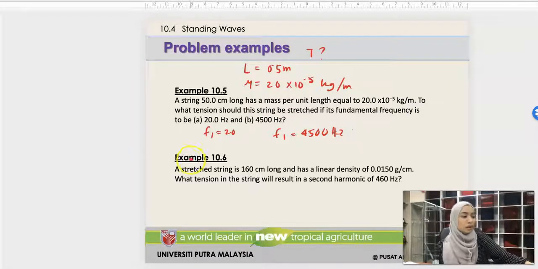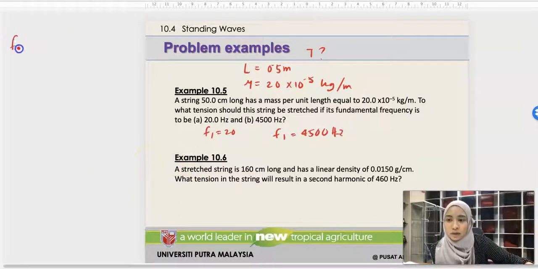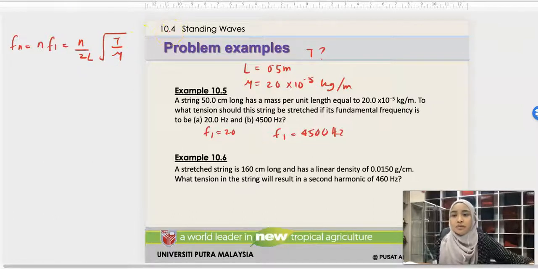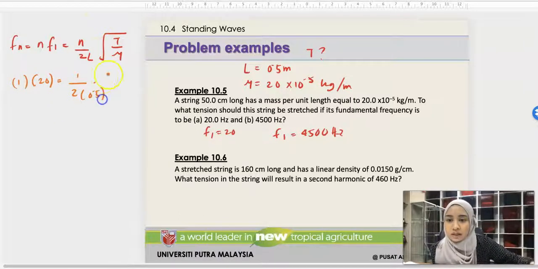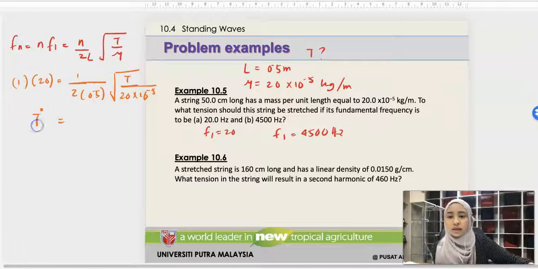Okay, so this is very straightforward. It's just using the equation that we have learned. So Fn equals n over 2L square root T over mu. Okay, I also just learned this earlier because I didn't remember the equation. So let's just plug in the numbers. If our F1 is 20, N is 1, right? Because it's a fundamental frequency. 20 equals 1 over 2L. We know what L is, so let's just substitute 0.5. And I am looking for T. Mu is 20 times 10 to the minus 5. Okay, so solving for T, I get 4050. What is the unit for tension? It is a type of force, so your unit is newtons.